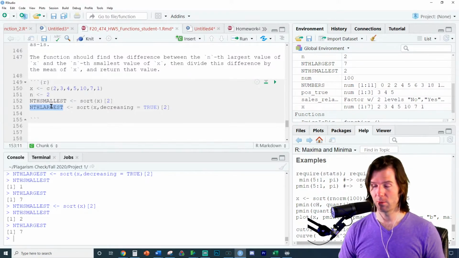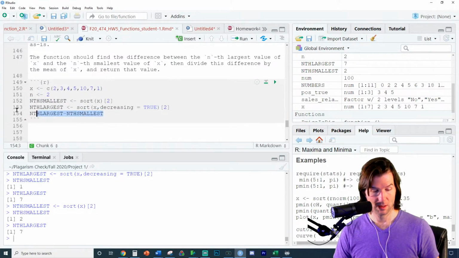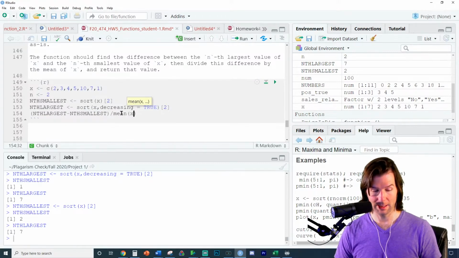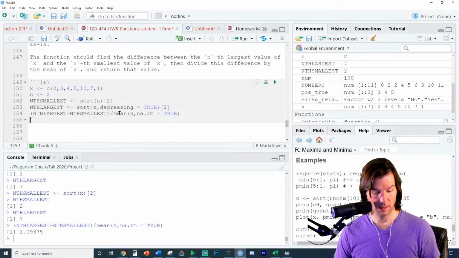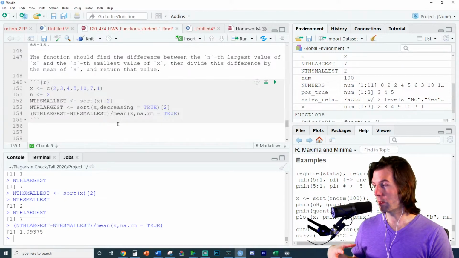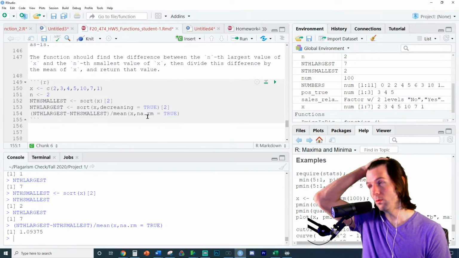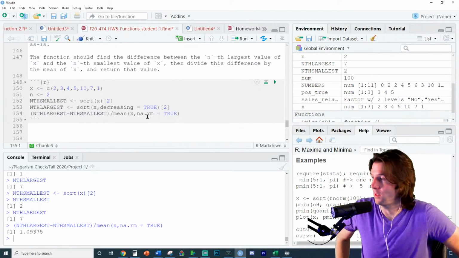And now the only thing we need to do is take this minus this and divide this by the mean of x with na remove equal to true. And that's got it right there. So now we have found the numbers we want, and we'll probably be returning this. So that's a huge portion of this right here.